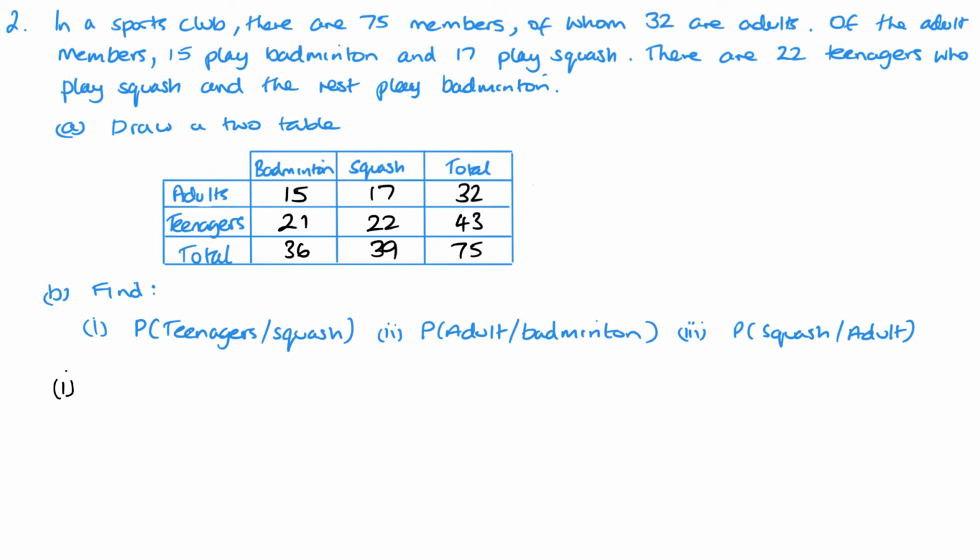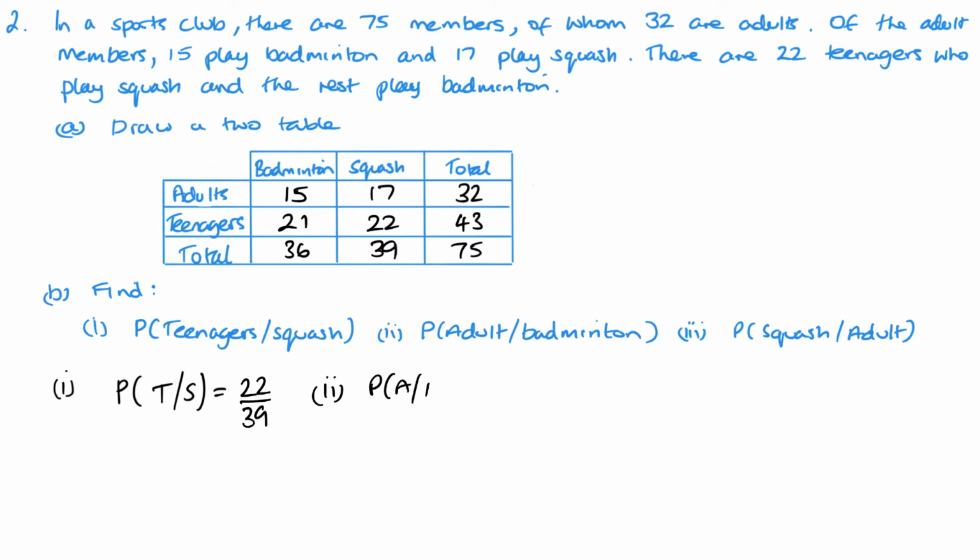All that's left now is to do the probabilities. So the probability that we have a teenager, given that they play squash, the same as the example: they play squash, 22 teenagers, 39 squash players. So 22 over 39.